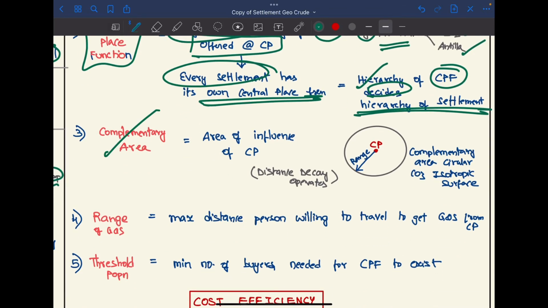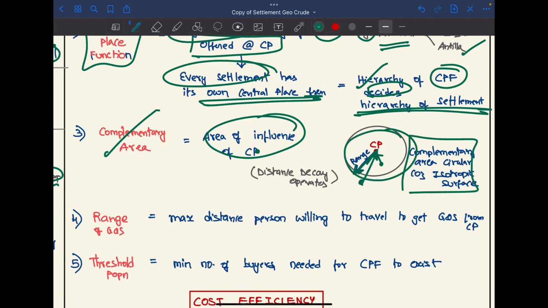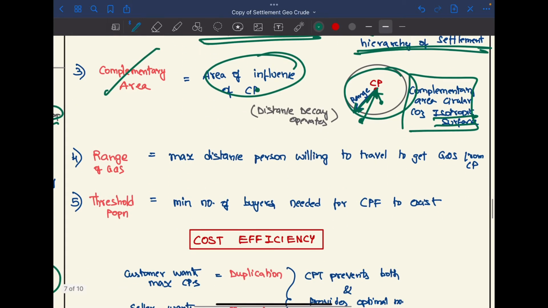Next, we have the complementary area. This is the area of influence of the central place. For example, you want a sandwich and you are living here, you won't go to the central place because you are far away from the range, whereas if you are living here, you can go here. So this is the range of the central place. This is similar to the sphere of influence we have seen already. It is circular because the surface is isotropic. So distance decay operates in this complementary area concept.